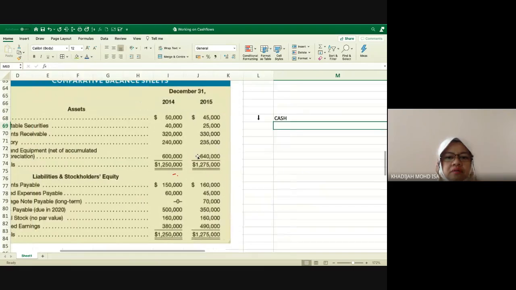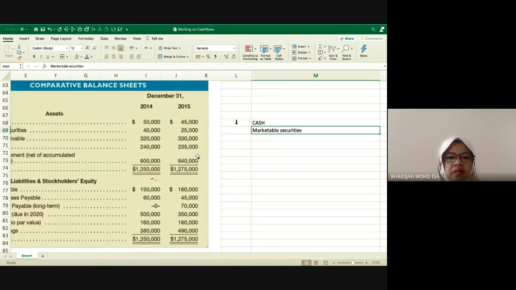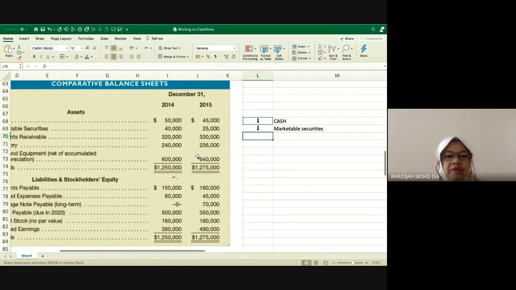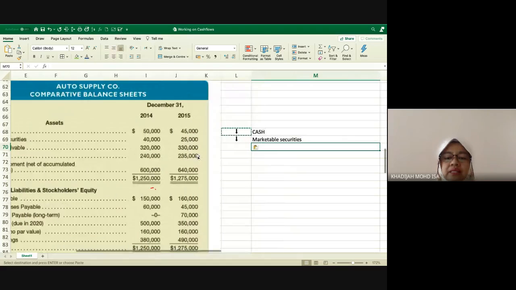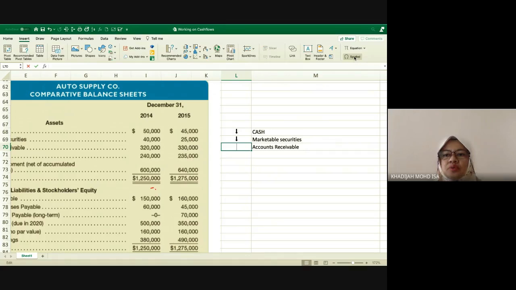But what about your marketable securities? Is it an increase or decrease? Marketable securities initially was 40,000, but now it's 25,000. Similarly, it decreases. And then you have accounts receivable. Initially it was 320, but in 2015 it is 330. So in this case, it increases. So if it increases, you put an increase arrow.